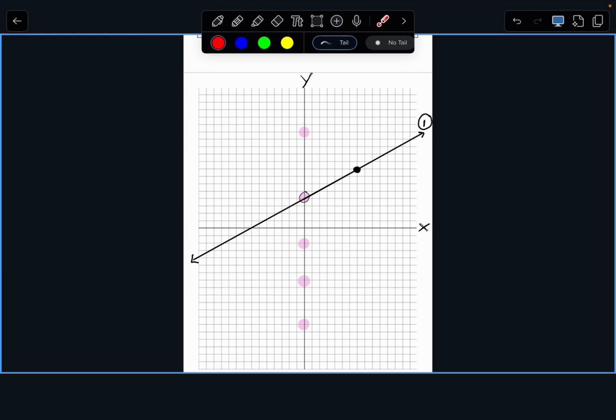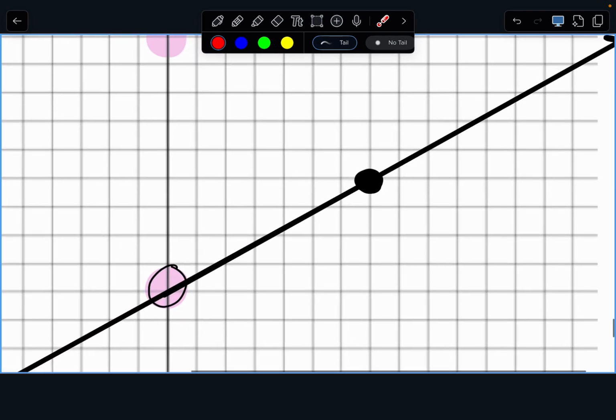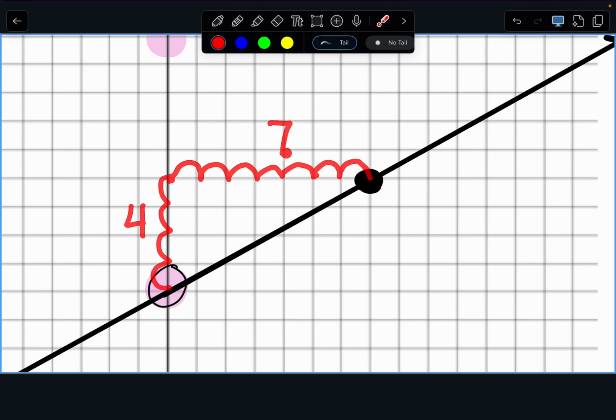From here, I want you to find the slope of that line. I'm going to zoom in here so you can see mine. You do not have to write this on your graph, but use this as a reference. To get from this point to this point, I had to go up 1, 2, 3, 4. Again, you don't have to write that. And I had to go over 1, 2, 3, 4, 5, 6, 7. Again, you do not have to write that.